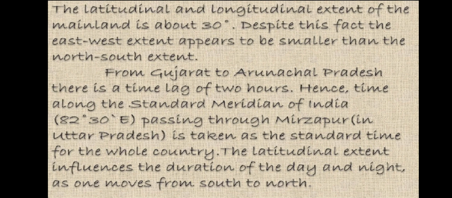I also told you that if we look at latitudinal and longitudinal extent of India, you will find that there is a difference of 30 degree. So 30 degree is equal to how many minutes? 1 degree is equal to 4 minutes. So 30 degree is equal to 120 minutes, which is actually 2 hours. So the standard meridian, that is 82 degree and 30 minute east passing through Mirzapur in Uttar Pradesh, is taken as standard time.